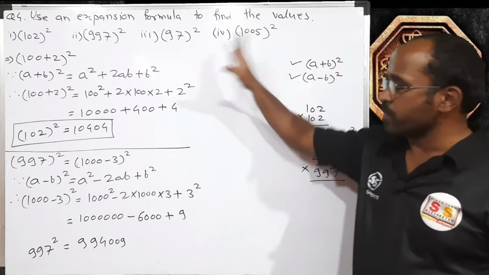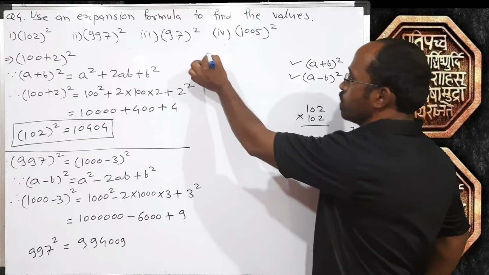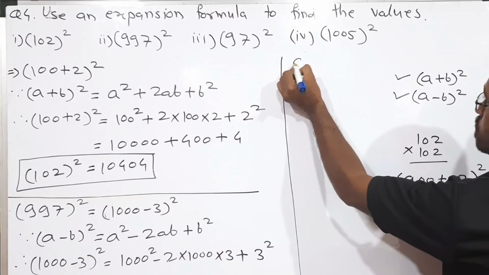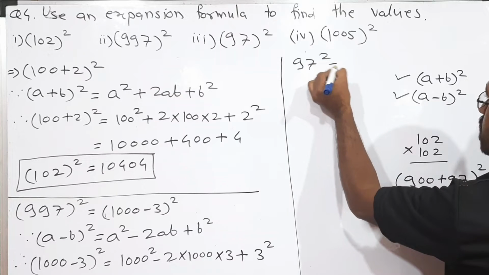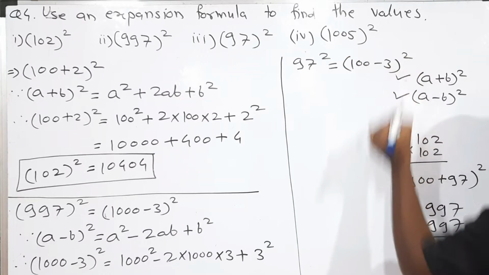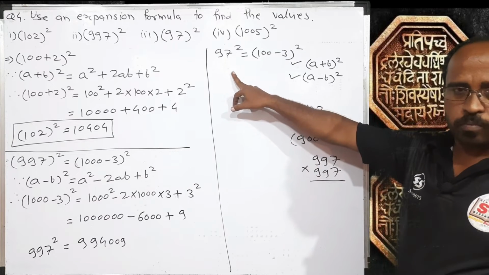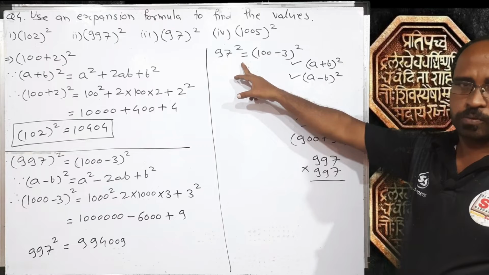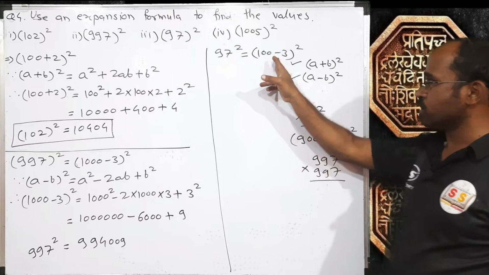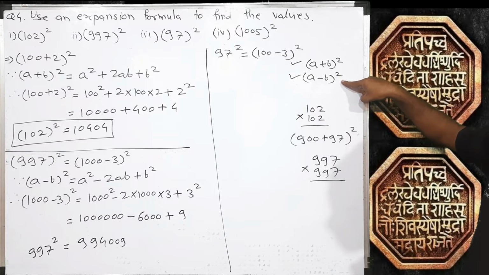It takes less time also and it develops your calculation skill. So let's solve the remaining two examples. Question number 3 is 97 square, which can be written as 100 minus 3 square. Clear? I hope no one will write it as 90 plus 7 square. So 97 square is equal to 100 minus 3 square.